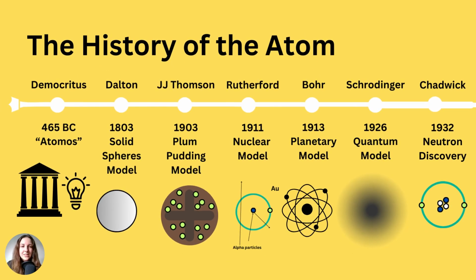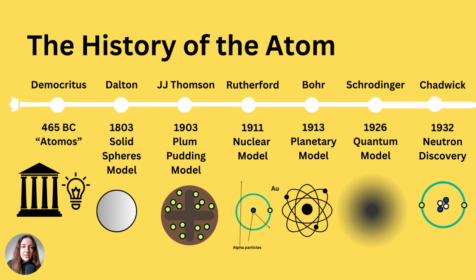So, if we go back in time to 465 BC, we'll find a Greek philosopher called Democritus who came up with the idea of atomos. This idea that everything around us is made up of atoms or very tiny structures. Now, he wasn't entirely sure what these structures looked like, but he believed that atoms all had different sizes and shapes, which we actually know is not quite accurate. And we're going to discover what other scientists throughout history thought too.